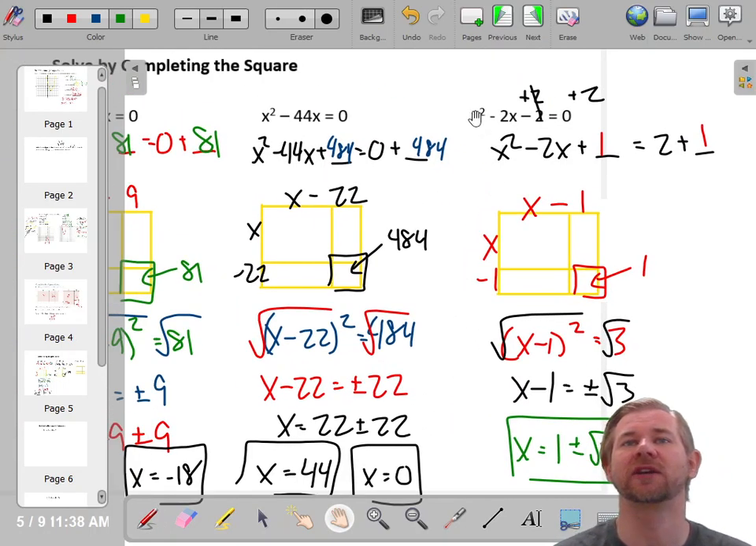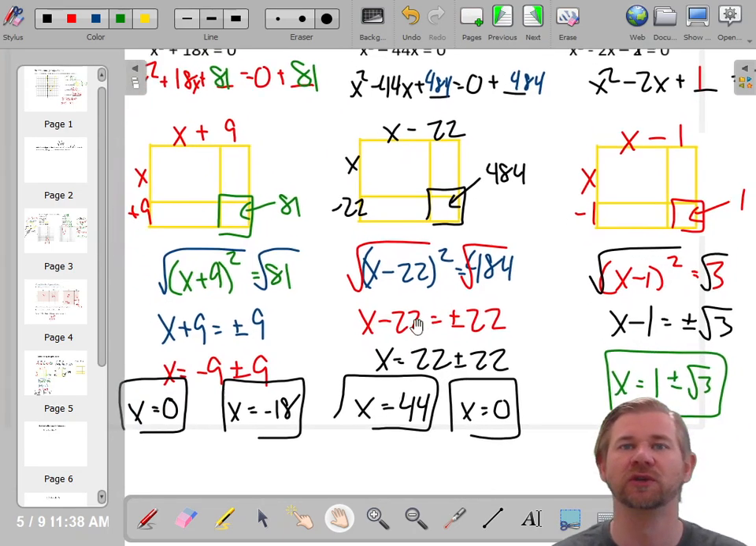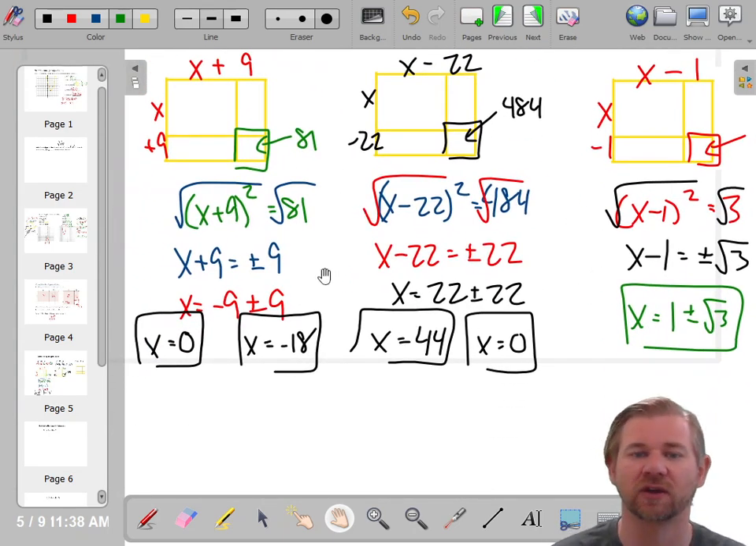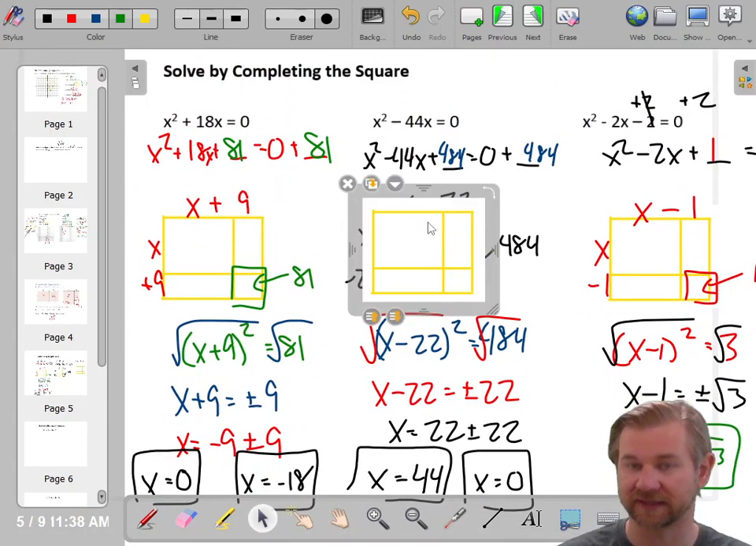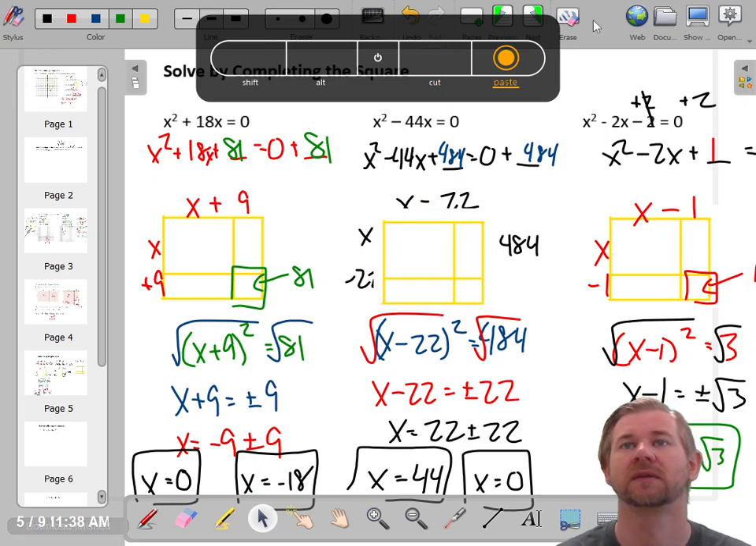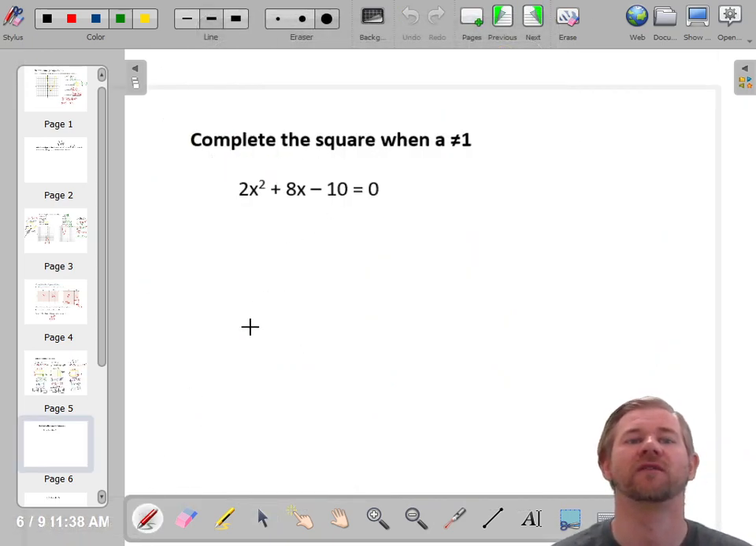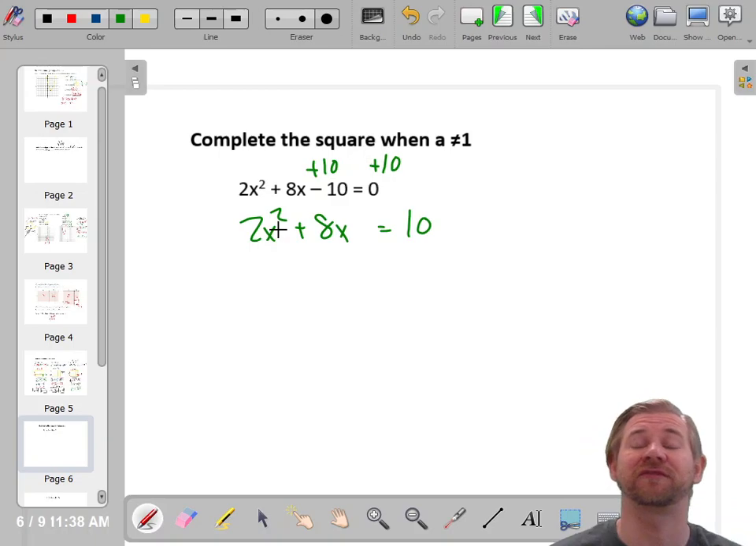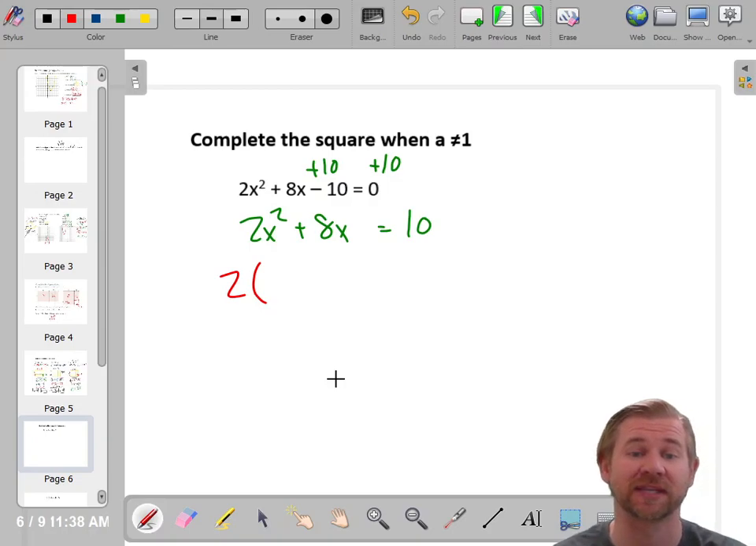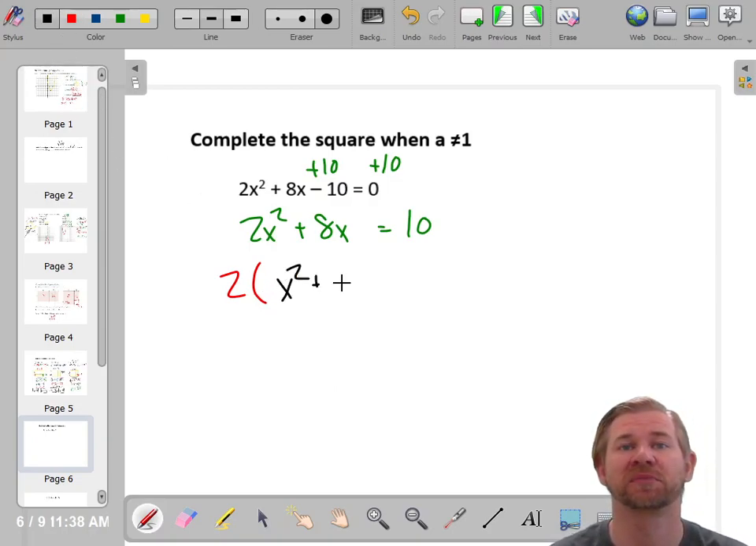These all have a leading coefficient of 1, which isn't super useful because most of the quadratics we deal with don't have a leading coefficient of 1. So let's go through this same strategy now, but with a leading coefficient that's not necessarily 1. So let's try one. A is not 1. First thing we'll do is move the 10 to the other side. 2x squared plus 8x equals 10. But if a is not 1, we need to factor that out. So 2 and 8, I'm going to factor out just the 2. I'm not doing anything with the 10. X squared plus 4x. And now I see where I'm going to complete the square, so I'm going to put a blank.